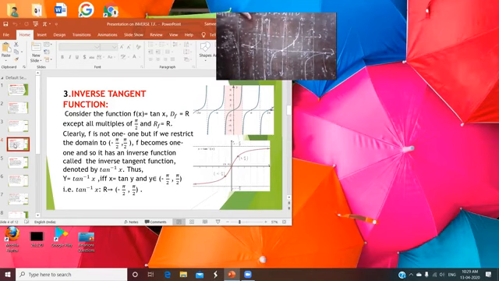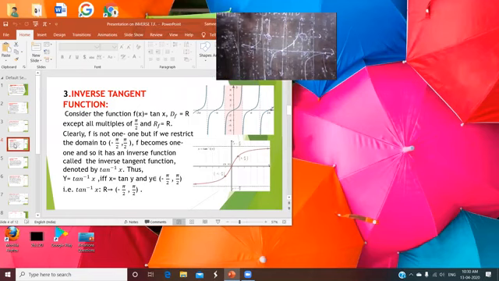How do you restrict its domain close to the origin? You see that this point is not taken, and this point is not taken: minus pi by 2 and pi by 2. Leaving these points, the horizontal line intersects the curve at a point only. In between minus pi by 2 to pi by 2, the horizontal line intersects the curve at one point only. So in the open interval minus pi by 2 to pi by 2, it becomes one-one, and the function tan x is said to be invertible.